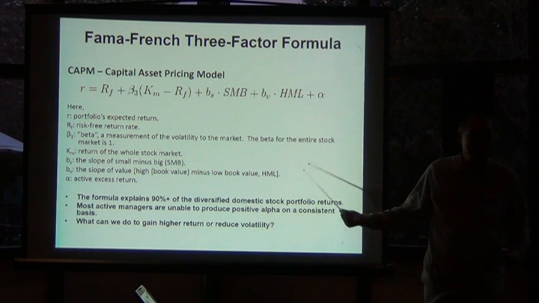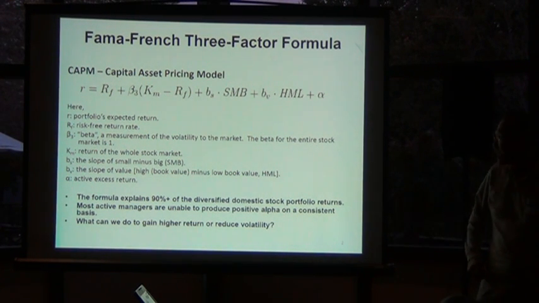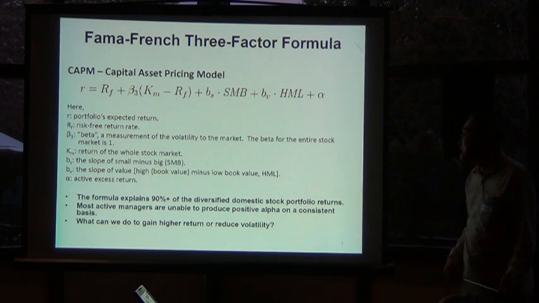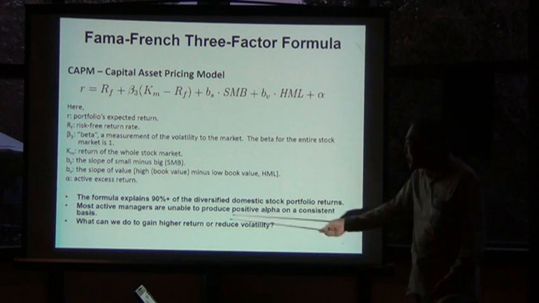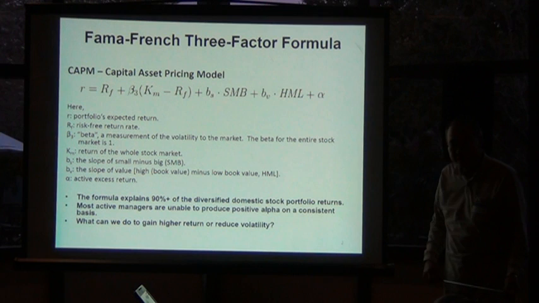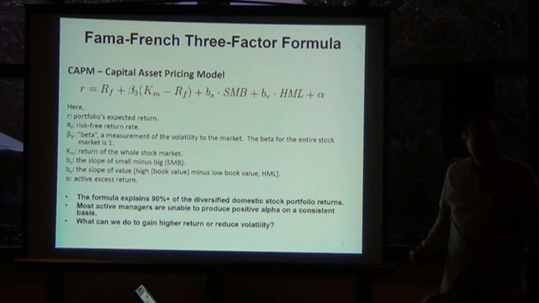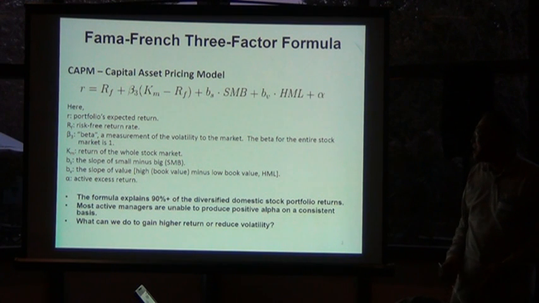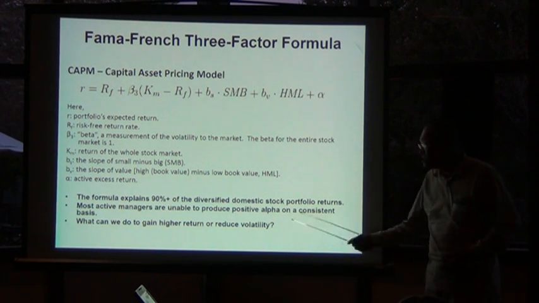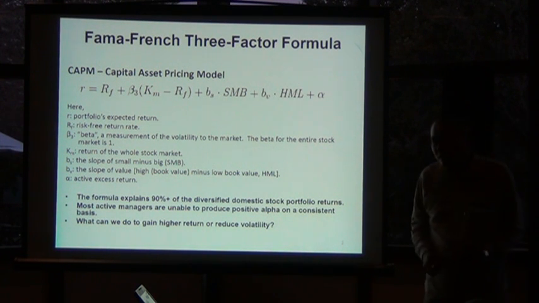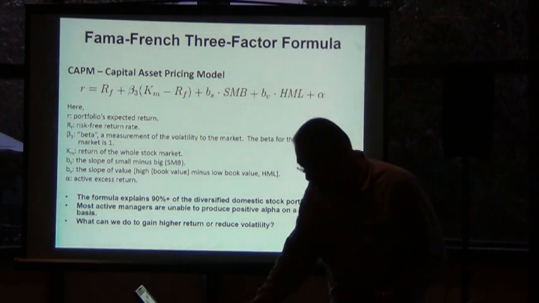And this formula has been in existence for decades. The formula explains 90+% of the diversified domestic stock portfolio. And most active managers are not able to produce positive alpha on a consistent basis. So knowing that, the question is, what can we do to gain higher return or to reduce the volatility? That is the challenge that we are all facing.